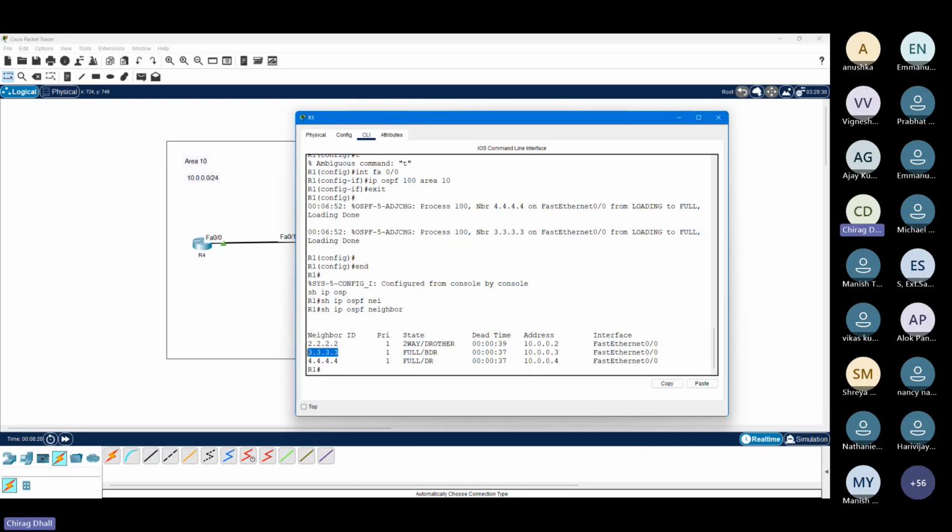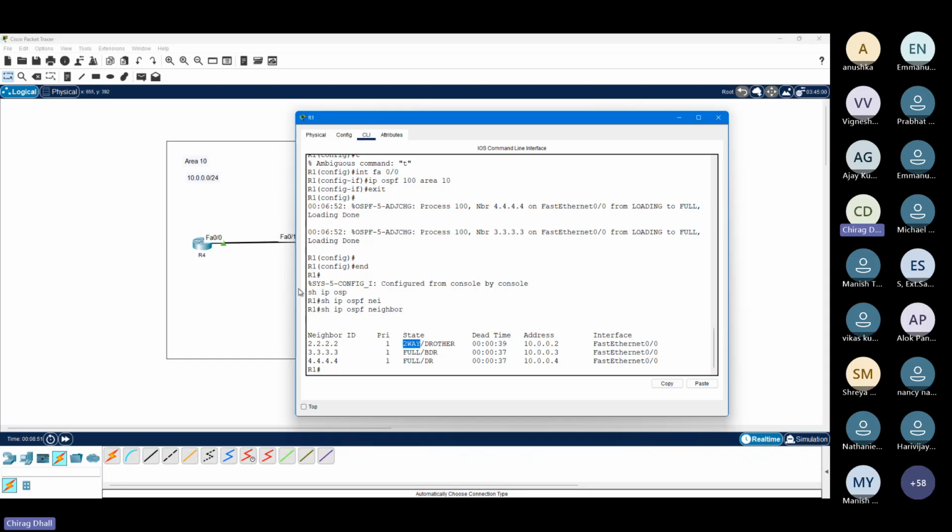Then router 3 is my BDR, backup designated router. I am maintaining my neighborship up to full state. Then finally, we have router 2, which is a normal router, DR other, and we are just maintaining my neighborship up to two-way. Clear, guys? Now, all your questions or doubts, are they all clear?